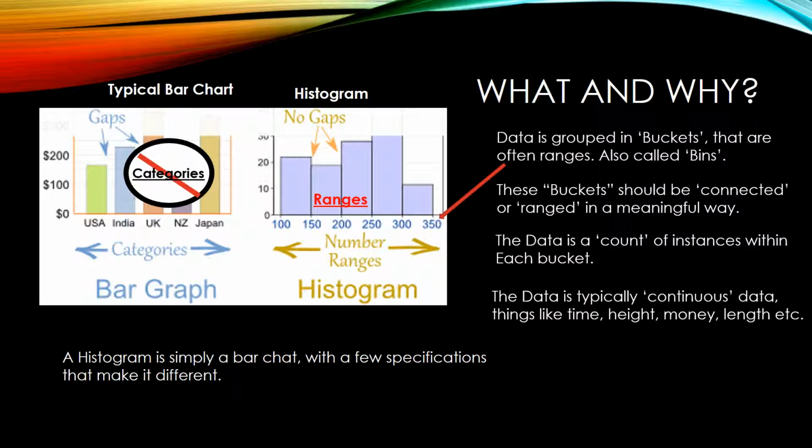That's different than on the left where we have categories, like USA, India, UK, New Zealand. There's no natural connection between those countries. There's nothing that connects USA to India except land and sea. But it's not like the ranges we have on the right where it makes perfect sense to have them arranged the way we do. This is going to be a count. You're typically going to be counting instances that fall within those bucket ranges. And normally the data is going to be continuous data, often time, height, money, length, those sorts of things are going to be what we're measuring.